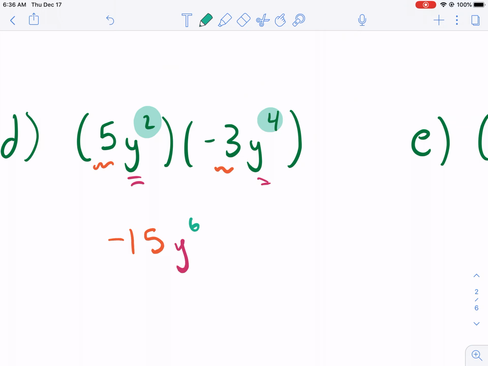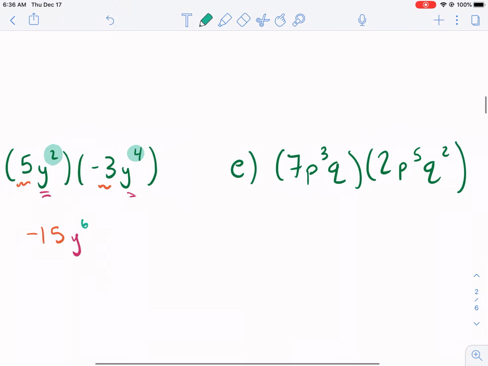You don't distribute this to the 5. You don't somehow think, oh, this 5 and negative 3 are different. We can't combine them. Okay, coefficients are different. So just keep that in mind. So that's our answer there.